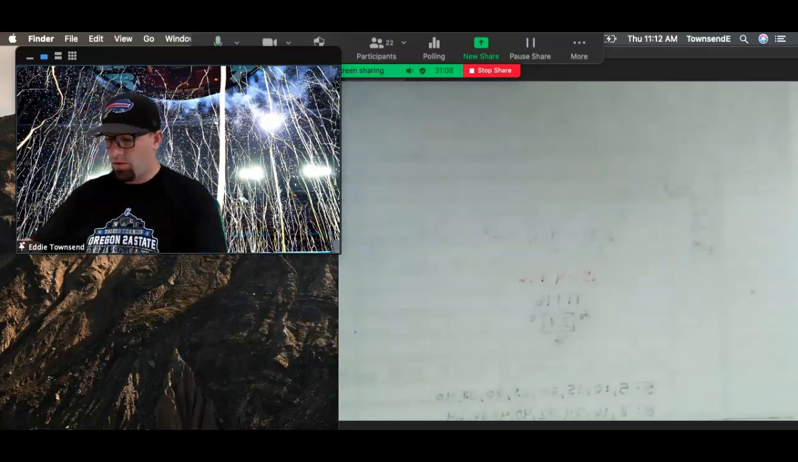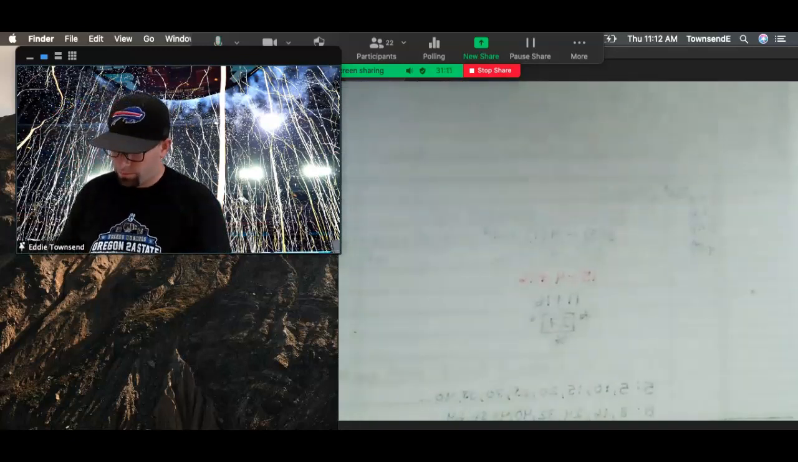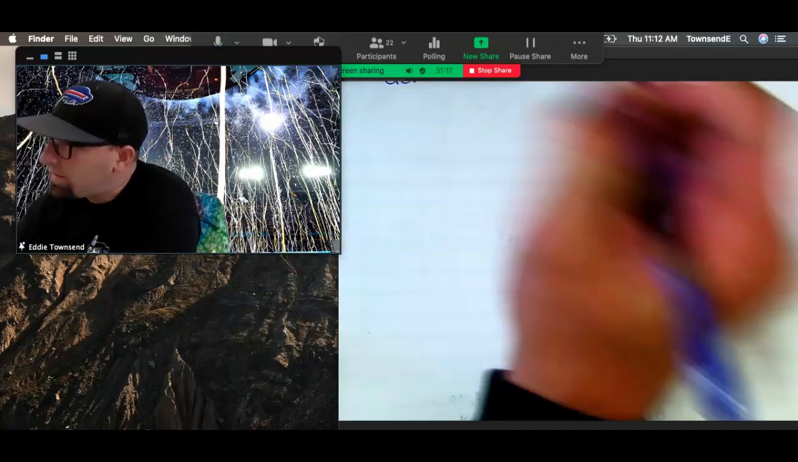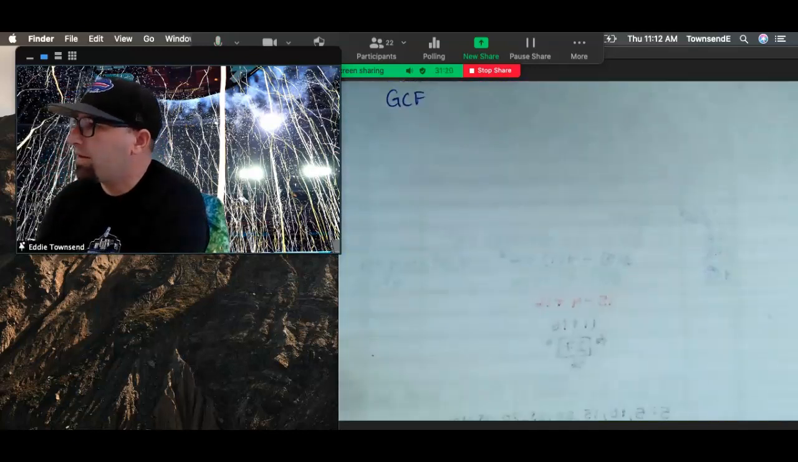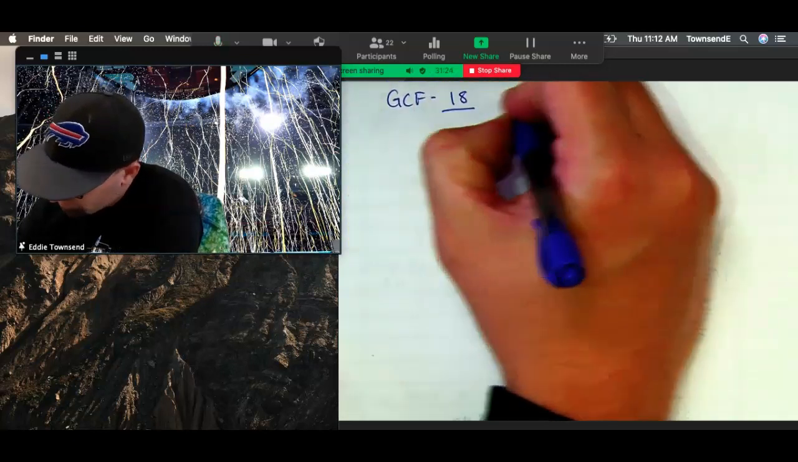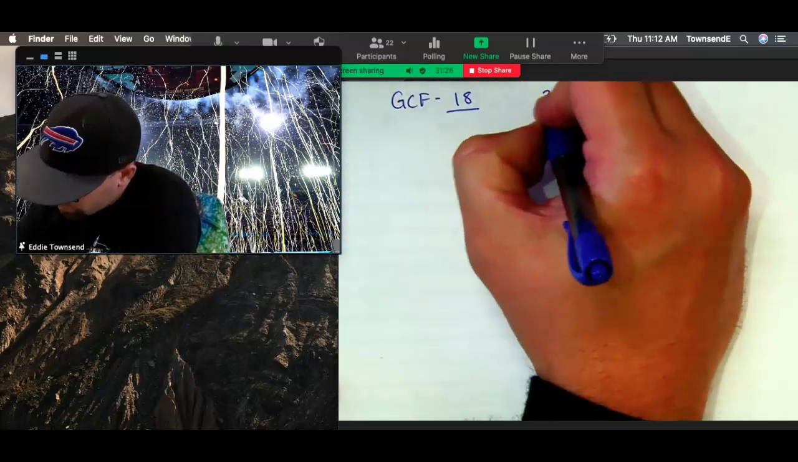We're going to go over one more. I'm going to do a little bit more we just did 18, right? So we're going to find the greatest common factor. Scoot my page down. Greatest common factor of 18 and 30.